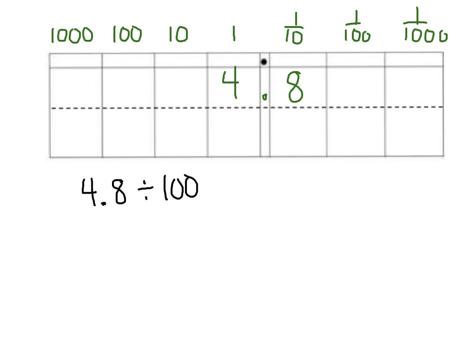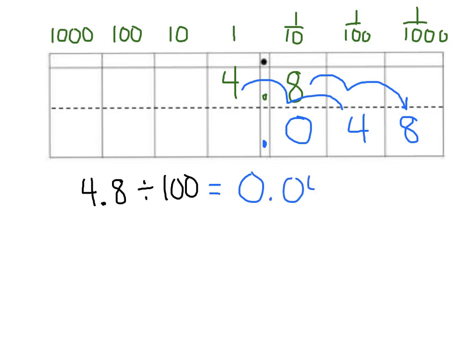And this time I'm dividing by 100, so I need to make them 100 times smaller. So my 8 is going to get 10, 100 times smaller. That's 2 places to the right. Decimal point stays put. To hold my places, I need to put a 0 in the tenths place. And so my answer is 0 and 48 hundredths.